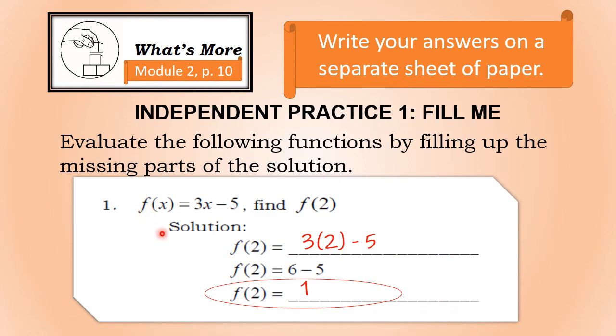Number 1. f of x equals 3x minus 5. Find f of 2. Solution. f of 2 is equal to 3 times 2 minus 5. 3 times 2 is 6, minus 5. 6 minus 5 is 1. Hence, the final answer for f of 2 is equal to 1.